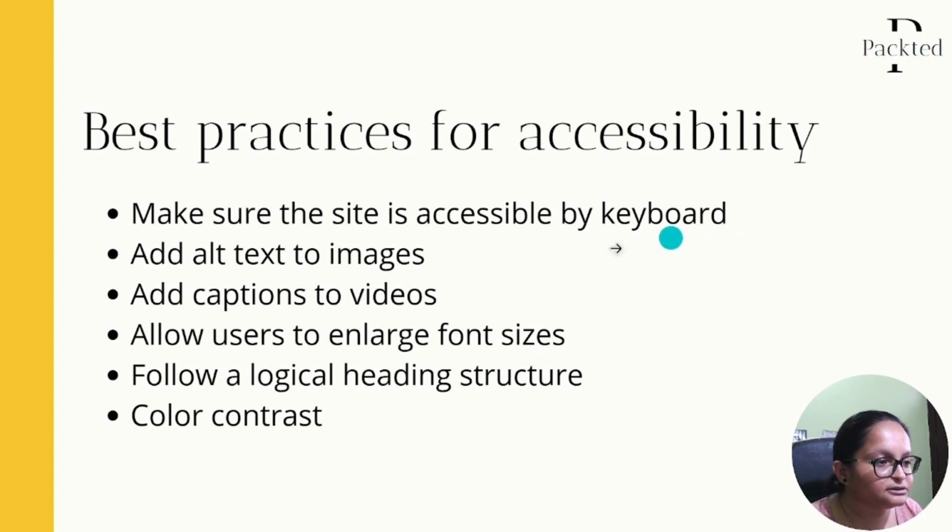And the next is to add alt text to images. As an SEO, you must have heard this like 25,000 times, but this is also a necessary thing for accessibility. When we talk about alt text, it is mostly for accessibility, but people have made it an SEO thing where you can stuff your keywords and things like that. But it is actually for accessibility. Next thing is to add captions to videos.